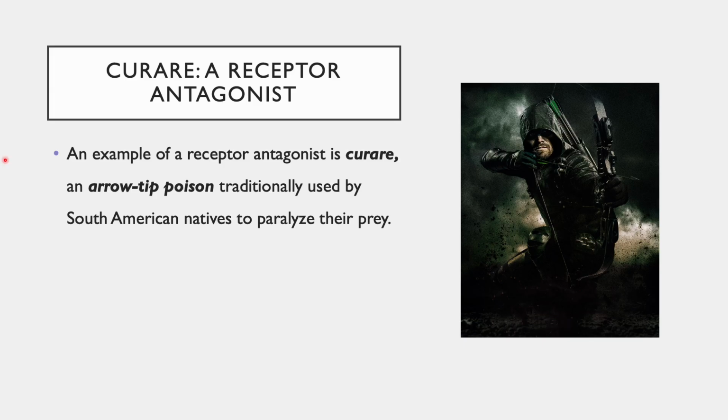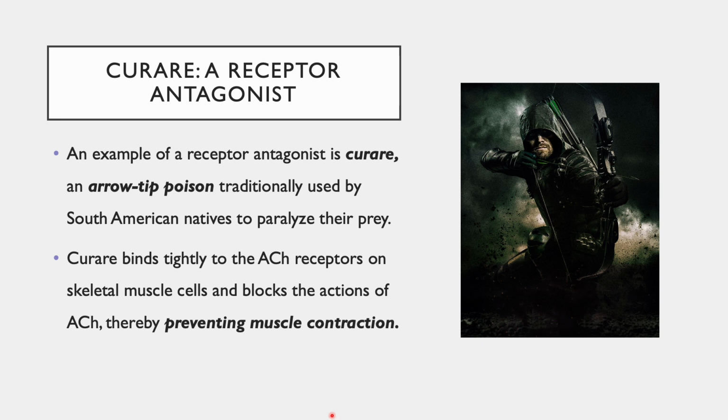A great example of a receptor antagonist is curare. This is a poison that's found in South America, and South American natives actually coat their arrow tips in curare to paralyze their prey. If you've heard of the show The Green Arrow, and if you're a fan, you probably know that Oliver Queen has come in contact with curare before when he was stranded on an island. This is a very dangerous toxin.